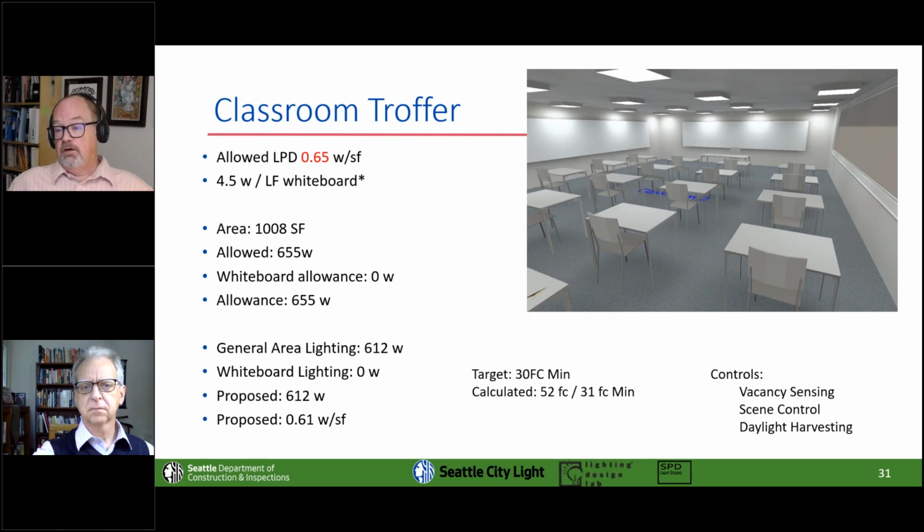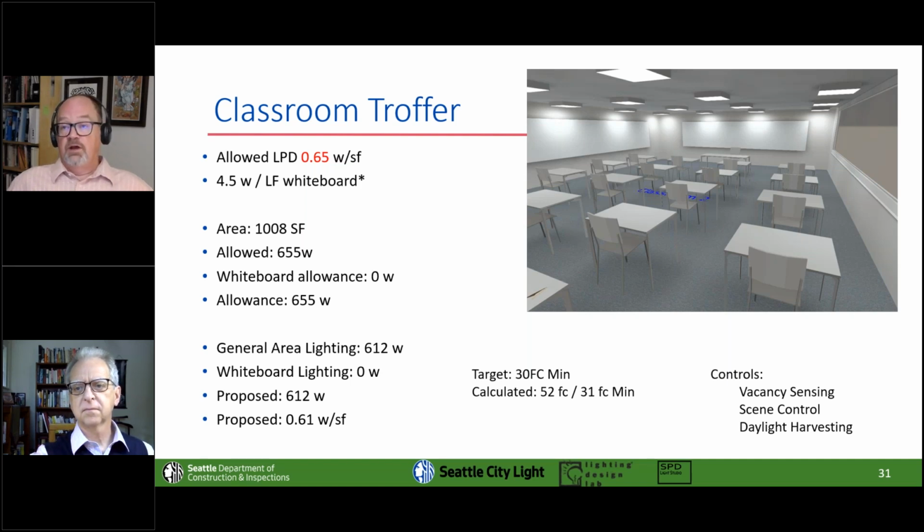Now note, we also want to have vacancy sensing control. You could have occupancy sensing as well, which would bring the lights to 50% on when you walk into the space. Personally, I prefer to have the actual control of vacancy sensing in places like classrooms.